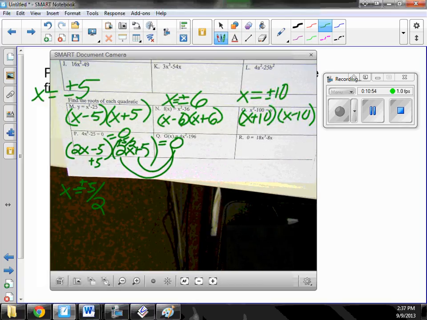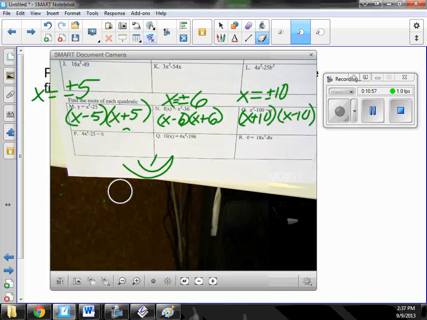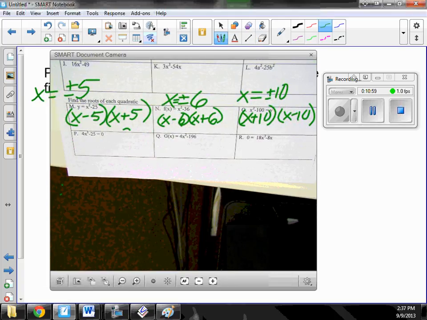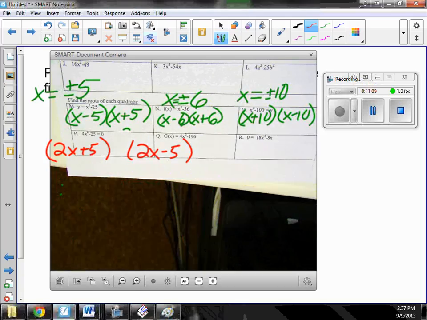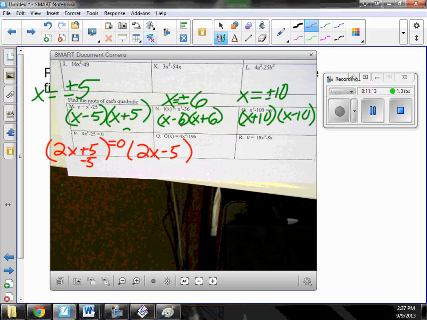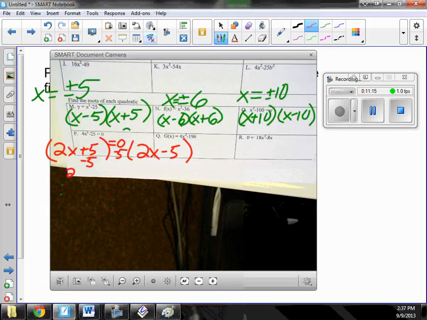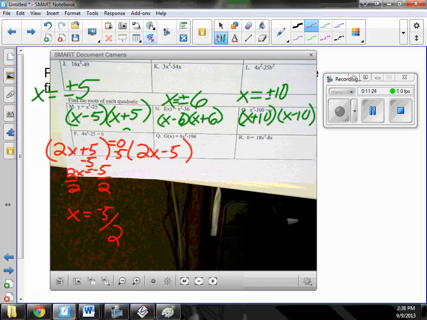Sorry, let me back up. Let's use a different color. So 2x plus 5 and 2x minus 5. You get that? So now I put equals 0. So I just subtract 5. 2x equals negative 5 and divide 2. X is negative 5 halves. And once you've done it once, you can just do it in your head. On this side, I'm going to add the 5 and divide the 2. So I get 5 over 2, which turns this into plus or minus 5 halves.